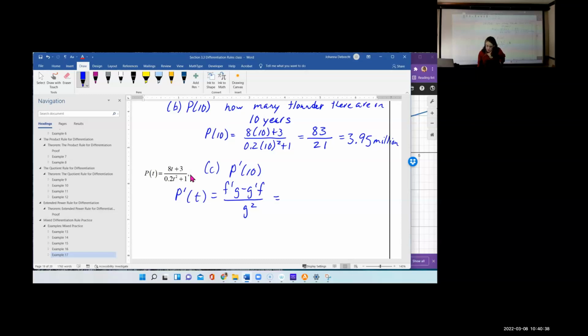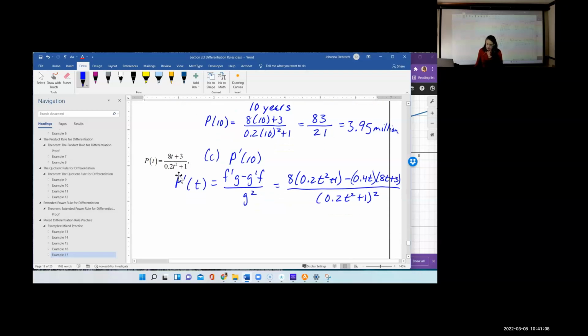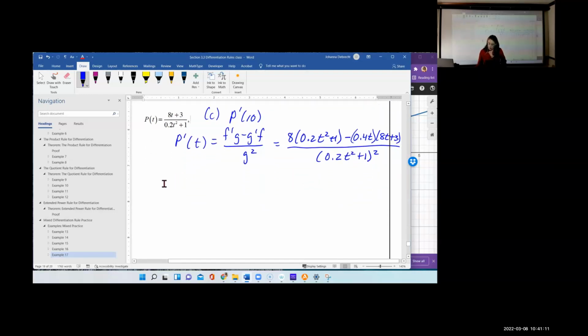So this is going to give me the derivative of the numerator, which is 8, times the denominator, and then minus the derivative of the denominator, which is 0.4t, times the numerator, which is 8t plus 3, all divided by the denominator squared, (0.2t squared plus 1) quantity squared. When you square the denominator, you square the whole thing as a group, not each individual term.